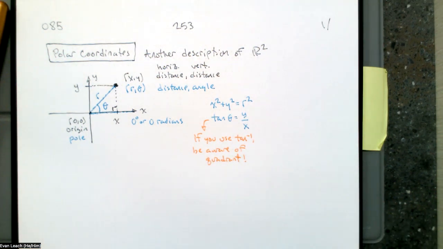You'll know what quadrant you're in because you know what y and x are. If you're doing tangent inverse of y over x, you know what quadrant you're in. So just make sure that you remember that tangent inverse only returns values from Q1 and Q4. So if you're in Q2 or Q3, you've got to move things over.